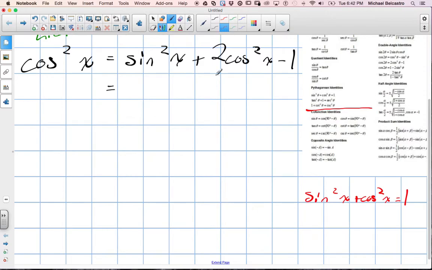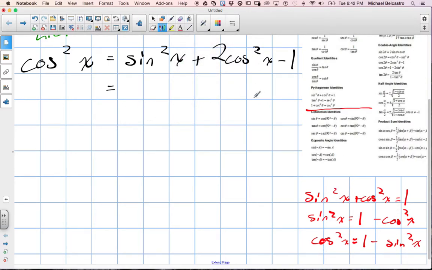There's a whole bunch of different ways we can look at this. We can say 1 is equal to sine squared x plus cos squared x. You can say sine squared x is equal to 1 minus cos squared x. And you can say cos squared x is equal to 1 minus sine squared x. Three different ones just out of that one Pythagorean identity. So I can start finding relationships, or I can just start substituting values.